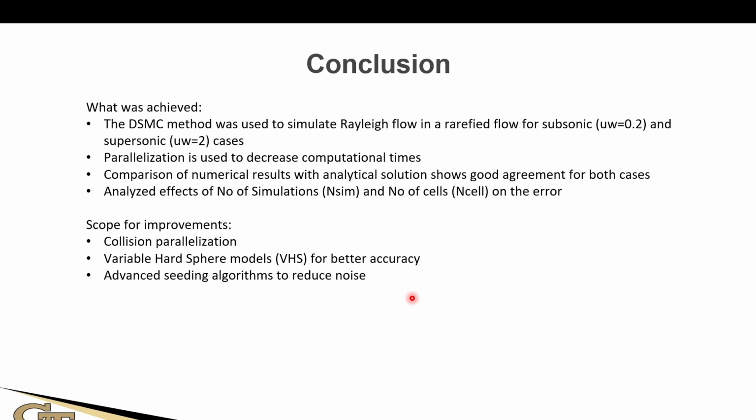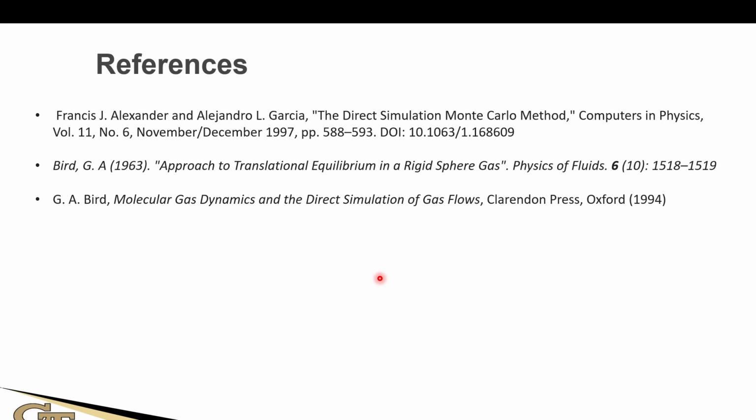So the conclusion is that the DSMC method was able to simulate the Rayleigh flow for subsonic and supersonic cases. Parallelization is used to decrease computational time, and a comparison of numerical results with the analytical solution shows good agreement for both cases. The effects of the number of simulations and number of cells on the error are also studied. The scopes for improvement are collision parallelization, use of the variable hard sphere model for better accuracy, and advanced seeding algorithms to reduce noise.